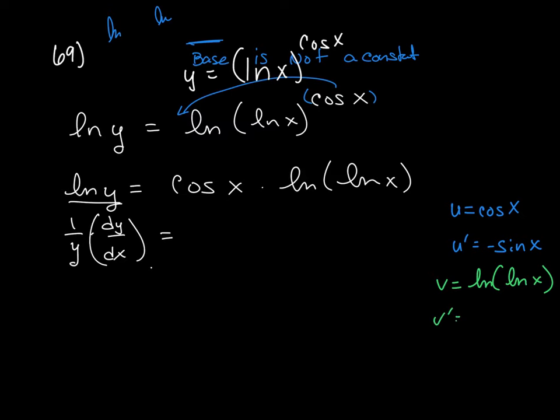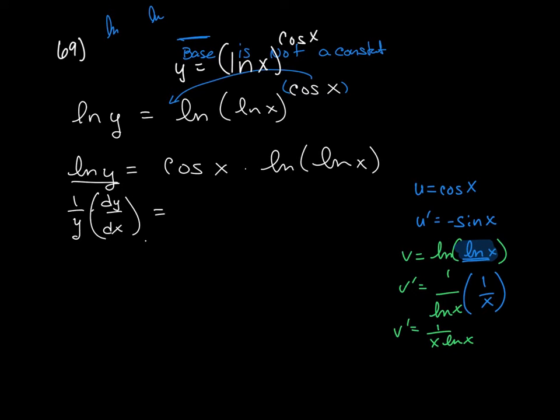Becomes v prime, which is 1 over the natural log of x, because you needed everything on the inside of that natural log. Now I'm using the chain rule, correct? And for this one, I'm taking the derivative of ln of x, and that becomes your 1 over x. So v prime is actually 1 over x ln of x.